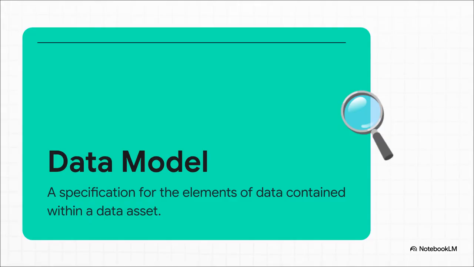how it's built. So, to make sense of this massive scale, we've got to anchor ourselves to a core concept, and that is the data model. You can kind of think of the data model as the ultimate measuring stick for how rigid or chaotic our data truly is. By definition, a data model is simply a specification for the elements of data contained within a data asset. Basically, it defines exactly what belongs where. And as we're going to see, your relationship with the data model literally changes everything.